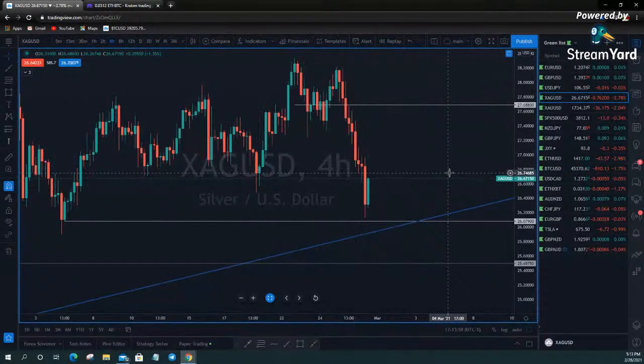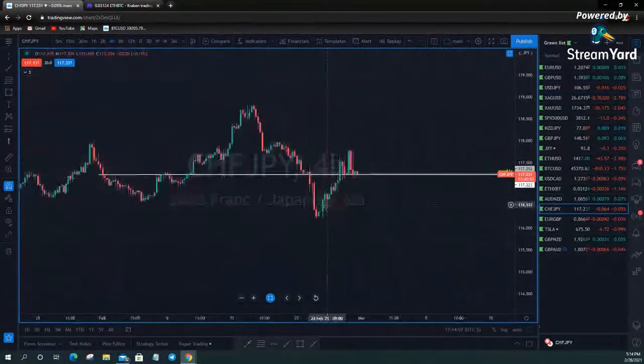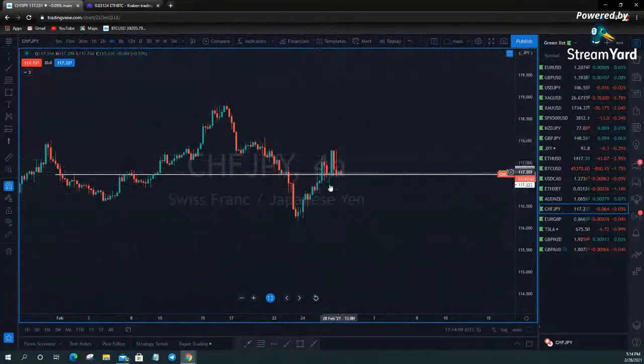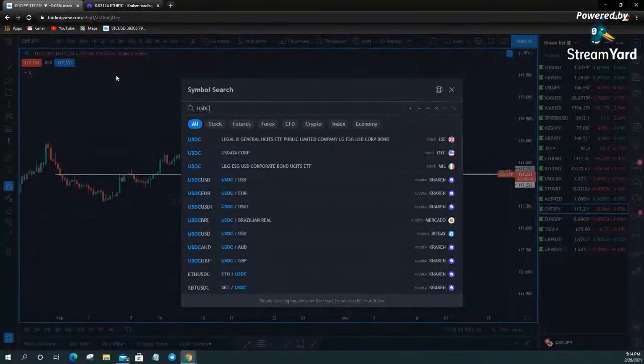Now I didn't see any news. No, nothing looked absolutely crazy to me. The Swiss franc versus the Japanese yen is starting to build some strength, you know what I mean? But that's not in itself that crazy. We'll go look at the USD Swiss franc real quick.